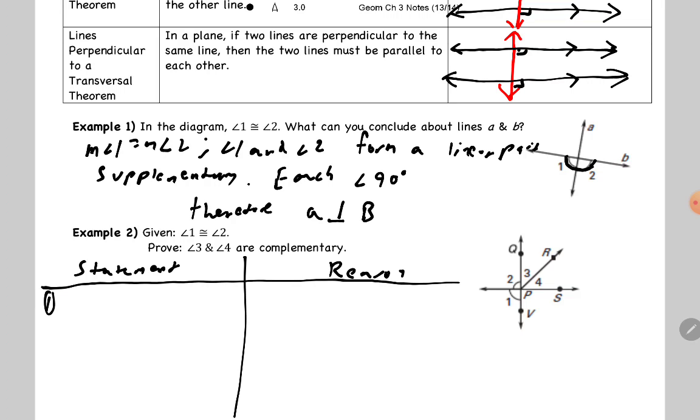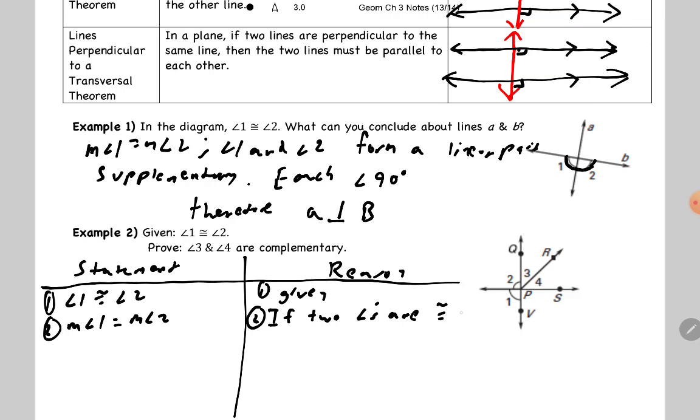Alright, 1. Always start out with what you're given. So angle 1 is congruent to angle 2. Given. 2. The measure of angle 1 is equal to the measure of angle 2. And that is through the definition of congruent angles. If two angles are congruent, then their measures are the same.